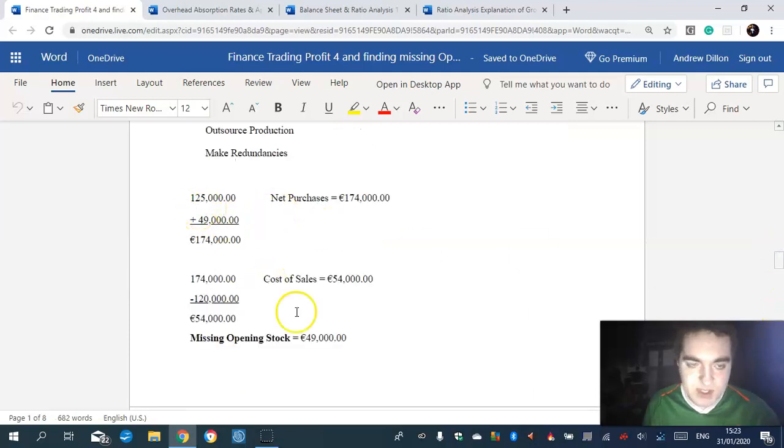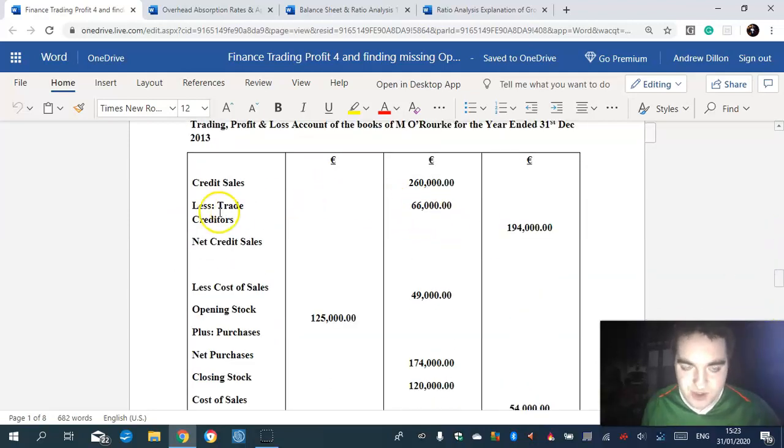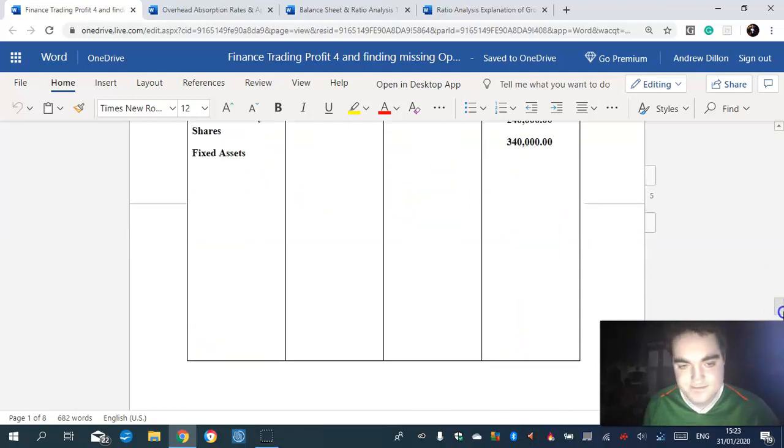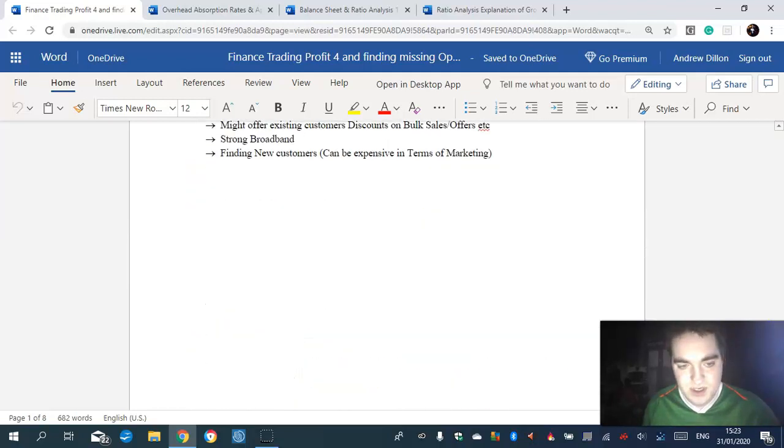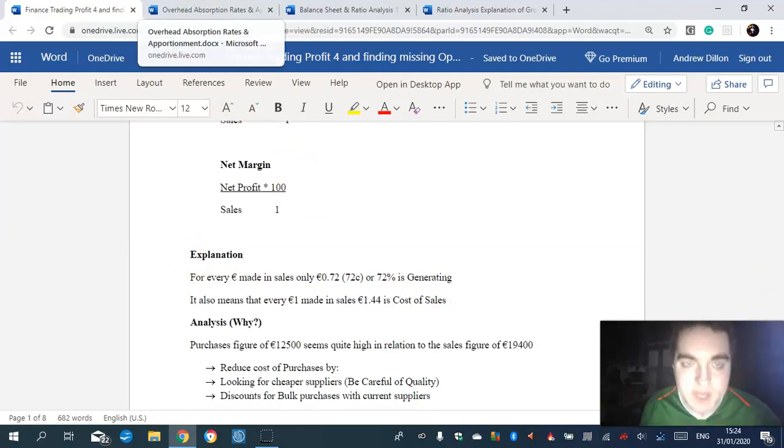Again, these are the same figures from the next question, the same trading profit once again, just with completely different figures. Yeah, that's it. As I said, it's all from the rest of the explanations. That's all from the next question. So that's basically the end of this document.